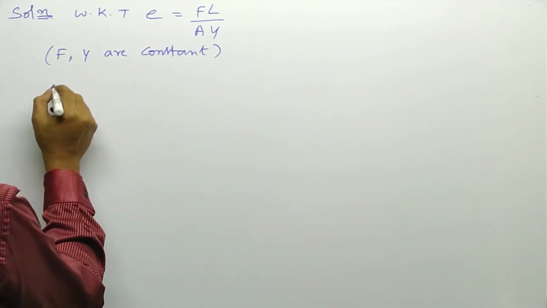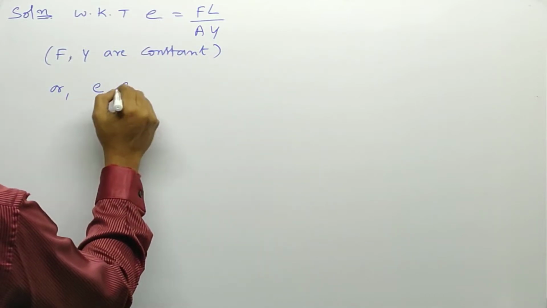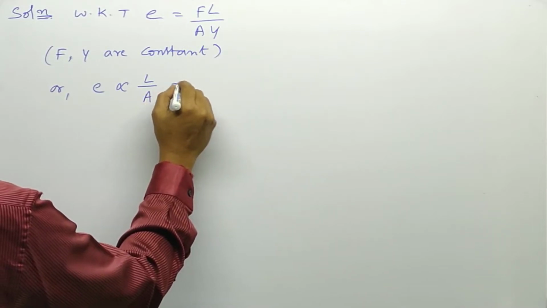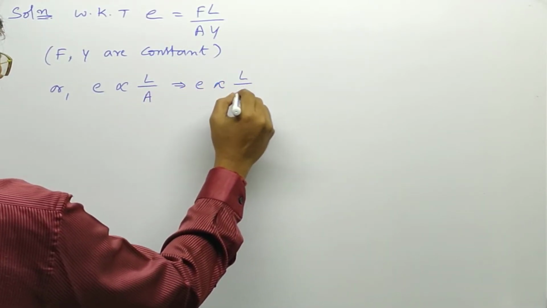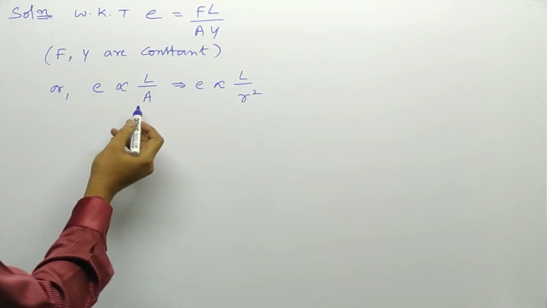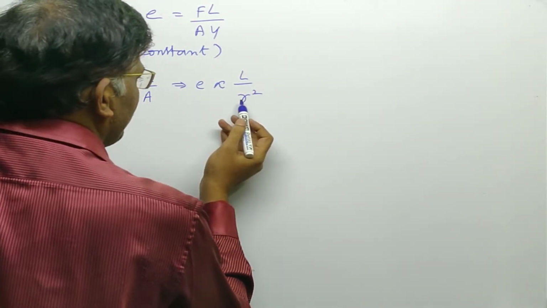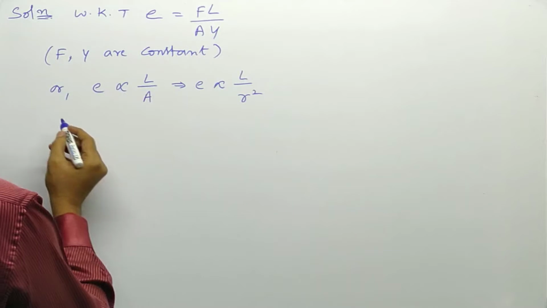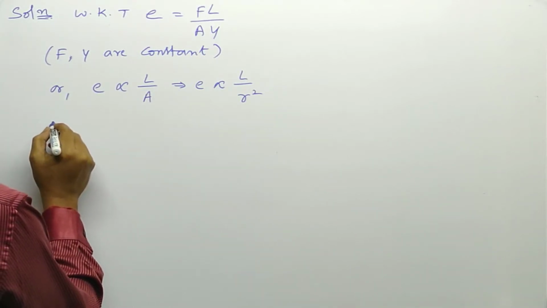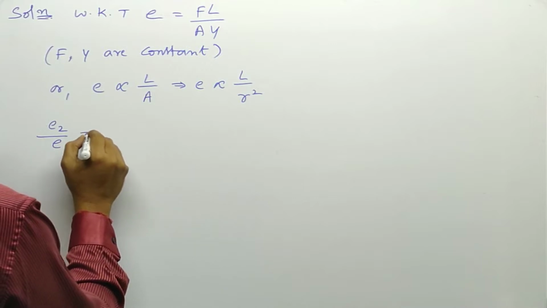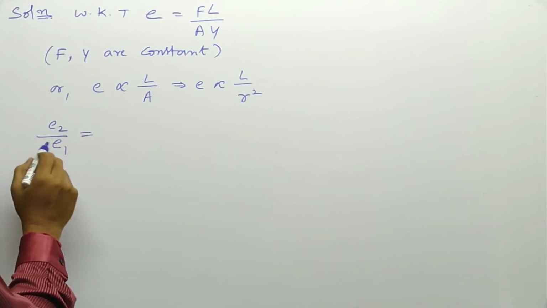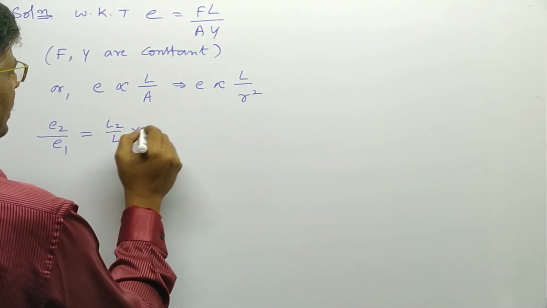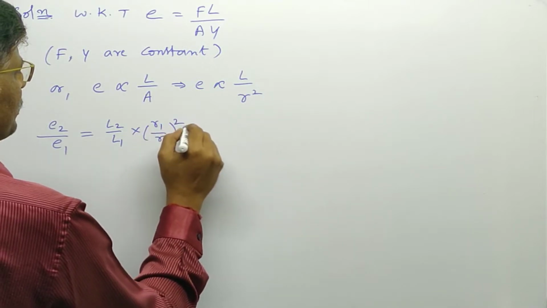That is, E is directly proportional to L divided by A, which implies E is directly proportional to L divided by R squared. The area of cross section of the wire A can be written as pi R squared, and pi is constant. Now, as per the question, the elongation of the thin wire to the thick wire: here the second wire is the thin wire, the first wire is the thick wire. So E2 by E1 is equal to L2 by L1 into R1 by R2 whole squared.